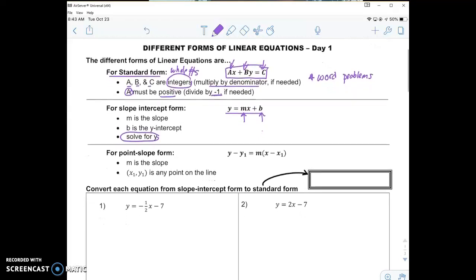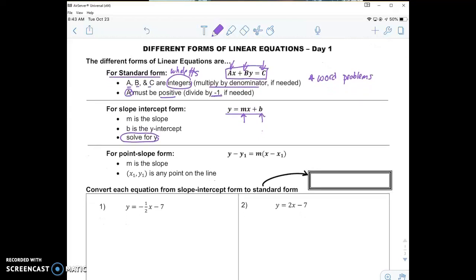The third form of a line is called point-slope form. In point-slope form, we have a point, x1 and y1, and we have slope, m. So point-slope form is y minus y1 equals m times x minus x1. And m is slope, x1 and y1 is any point on the line. Notice that since in our equation we have minus, that means that when we put it into the ordered pair, we're going to use the opposite sign.